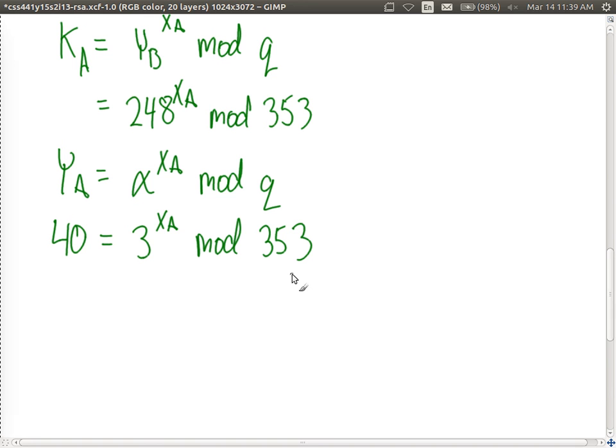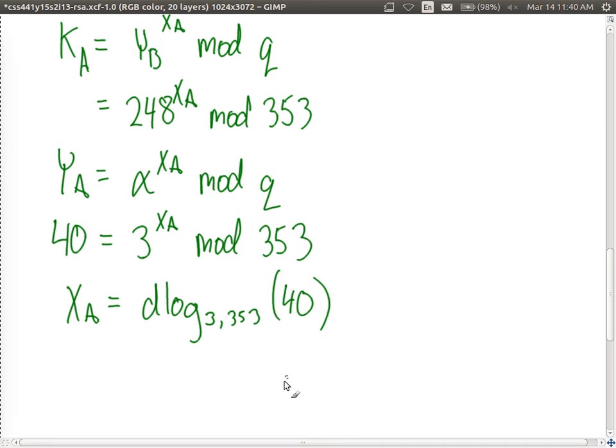Rearrange it. What do you get? We have an equation with four terms, only one of them unknown. So we should be able to rearrange and find XA. When you rearrange this, what do you write the rearrangement as? Well, it's something about a logarithm, isn't it? A discrete logarithm. XA equals the discrete log base 3 mod 353 of 40. The inverse of exponential is a logarithm. When we have mod, we call it a discrete logarithm. We just need to solve the discrete logarithm.